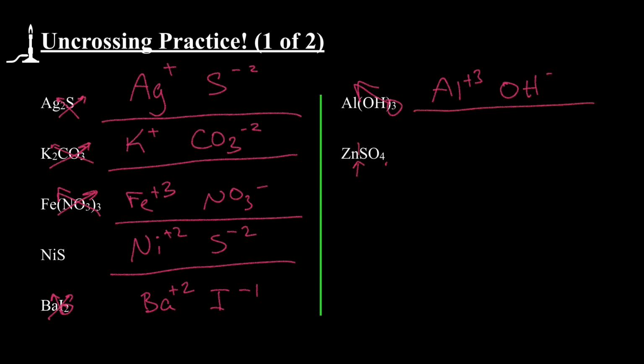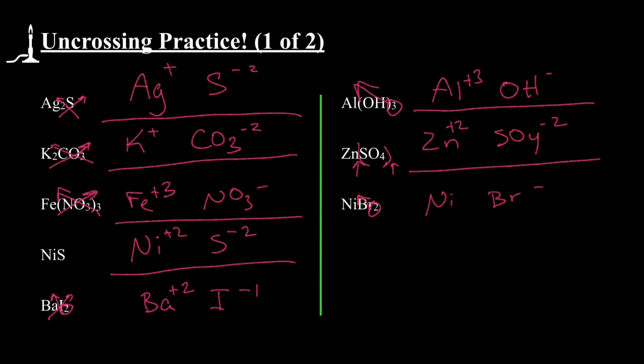ZnSO4. Separate the zinc from the sulfate. Zinc's one of those charges to know and memorize. So Zn +2, polyatomic SO4 -2. Also, I would know that they're the same charges because there's nothing in between them. There's no parentheses on the polyatomic. So like charges, when they come together, you know they're exactly the same. NiBr2. Separate Ni and Br. I know Br is a -1 charge. So that 2 comes from the nickel when I uncross them.